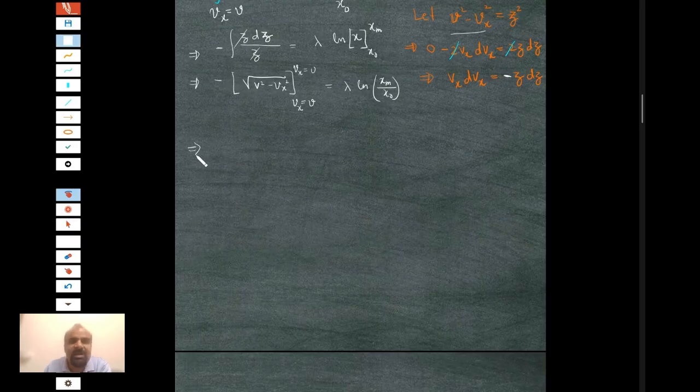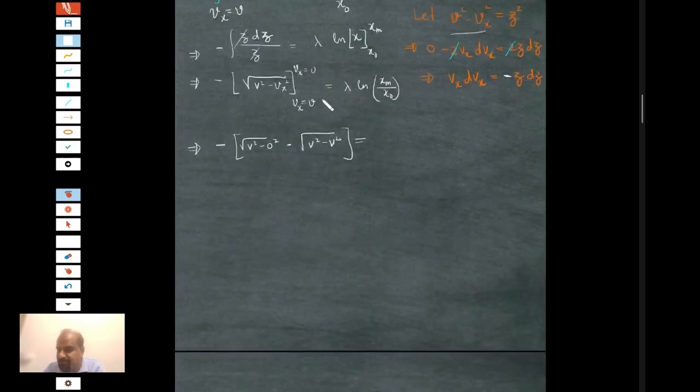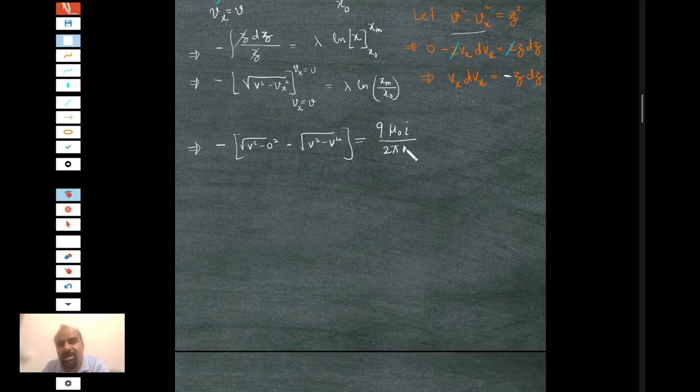So you will get minus, put this limit vx equal to 0, so under root v square minus 0 square minus under root v square minus v square, because this limit is v, is equal to lambda. And lambda also, now I can put the value of lambda. What was lambda? Do you remember? I also don't remember. See, q mu naught I by 2 pi m. This is what we had called lambda. Q mu naught I by 2 pi m was lambda, and ln xm means minimum x. That's what we are supposed to find.